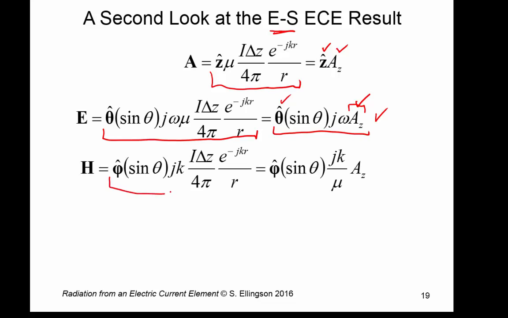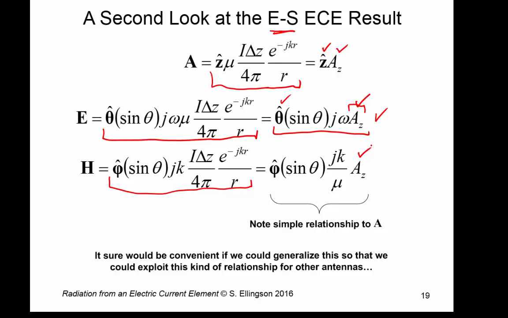Similarly, here is the expression that we previously obtained for H, and we can write this also in terms of the z component of the magnetic vector potential. So in both cases, we have a very, very simple relationship to the radiation integral. In this case, we really didn't have to take the curl twice to get the electric and magnetic fields. As I point out here, it sure would be convenient if we could generalize this so that we could exploit this kind of relationship for other kinds of antennas. If we can generalize this for current distributions in general, then we could always just compute the magnetic vector potential and then use very, very simple expressions to obtain the electric and magnetic fields.